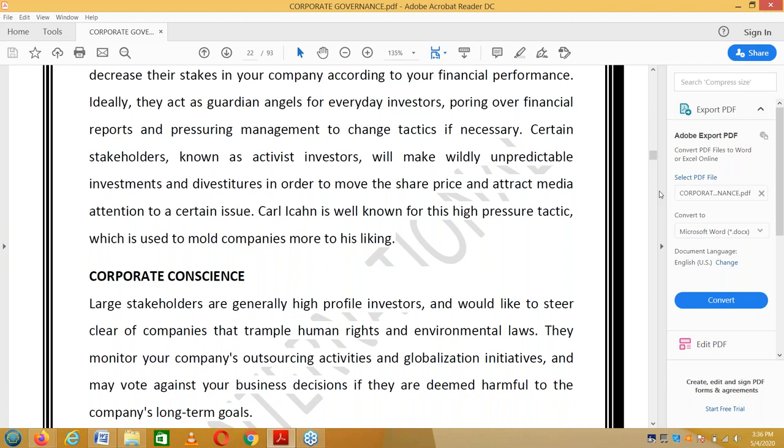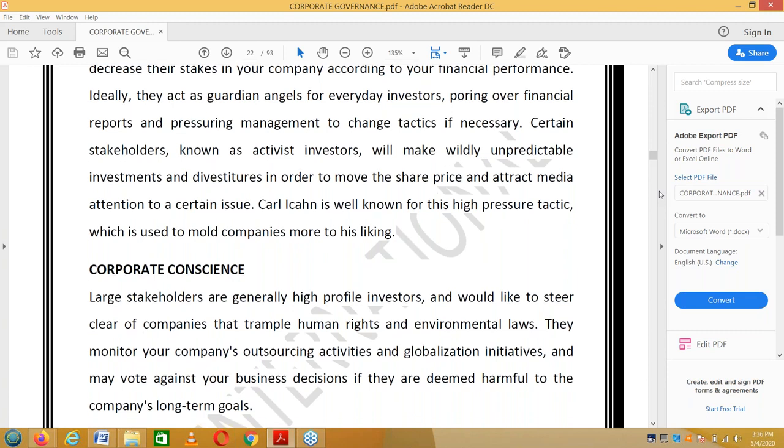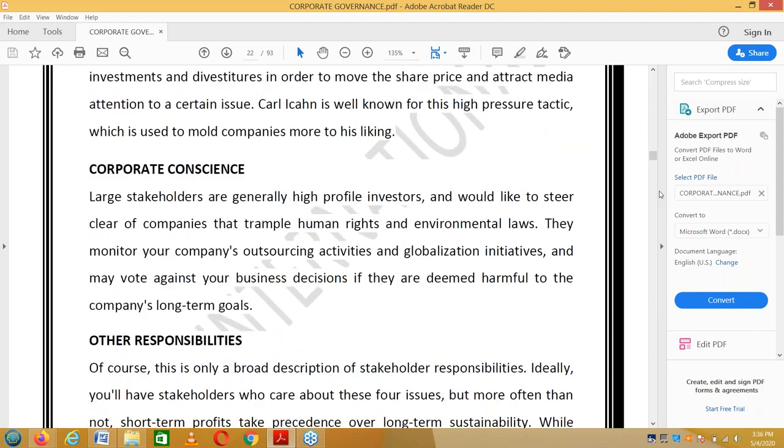They monitor your company's outsourcing activities and globalization initiatives, and may vote against your business decisions if they are deemed harmful to the company's long-term goals. So the large stakeholders, which are the high-profile investors, may vote against your strategies, your business decisions, if they will be harmful to the company's long-term goals.